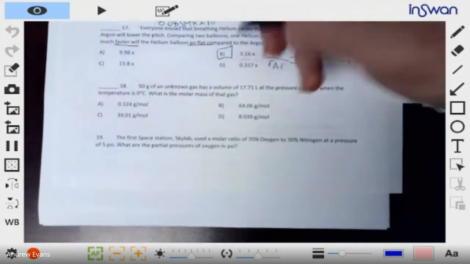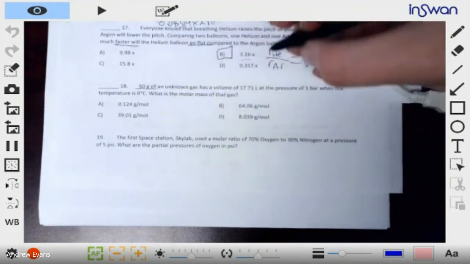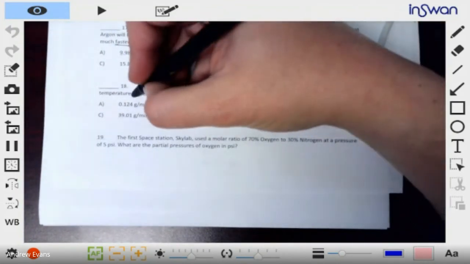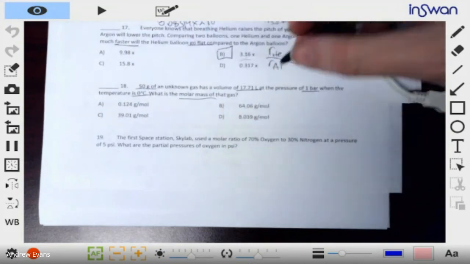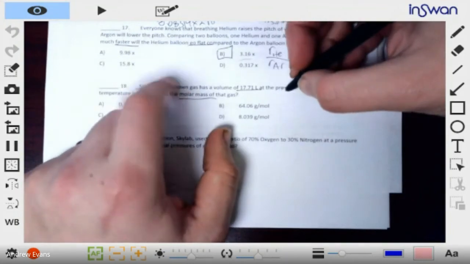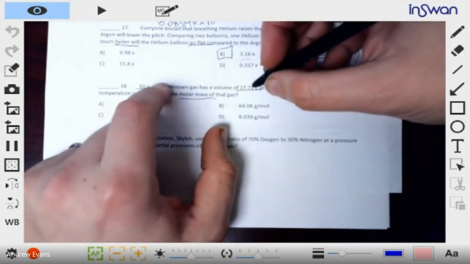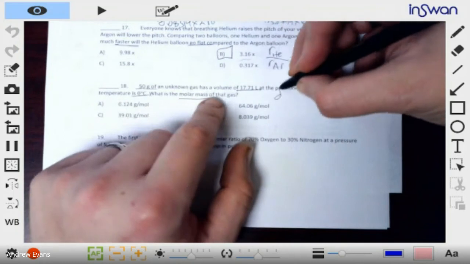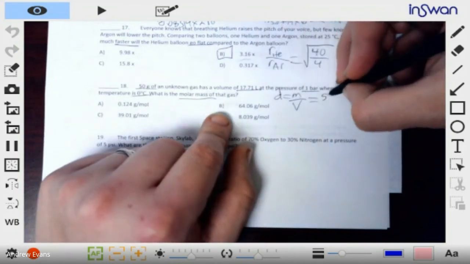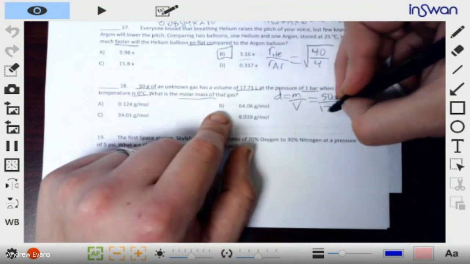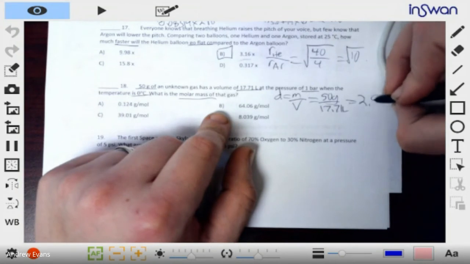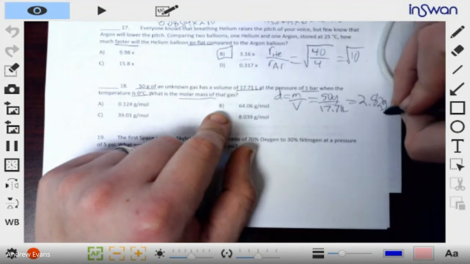Okay. 50 grams of an unknown gas has a volume of 17.71 liters, 1 bar, temperature 0 C. What is the molar mass? The fact this is molar mass tells us this is our density problem. But we don't have a density, but we can find a density. Density is mass over volume. So our density is 50 grams divided by 17.71 liters. You do that, you find a density is something like 2.82 grams per liter.